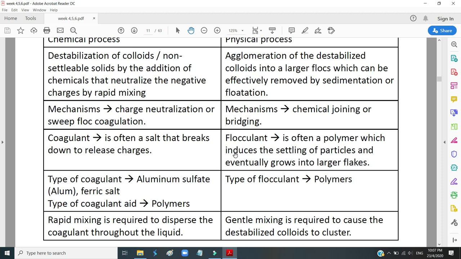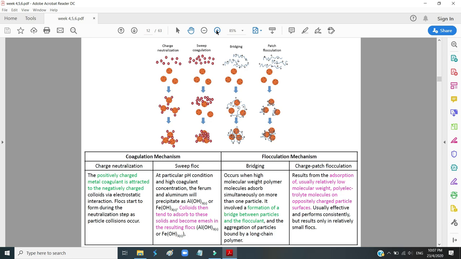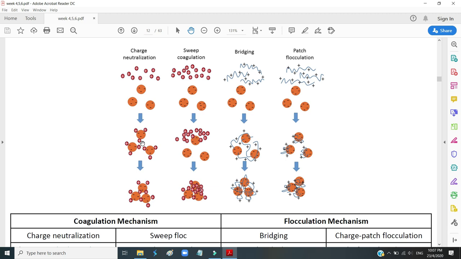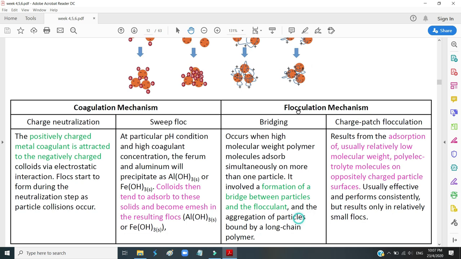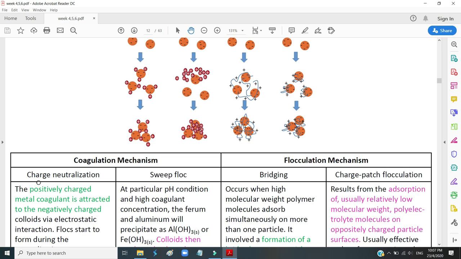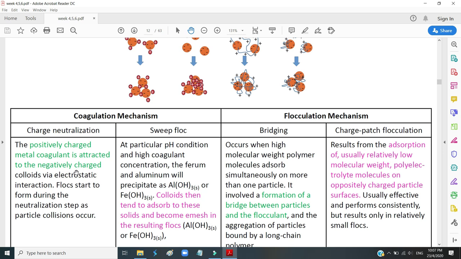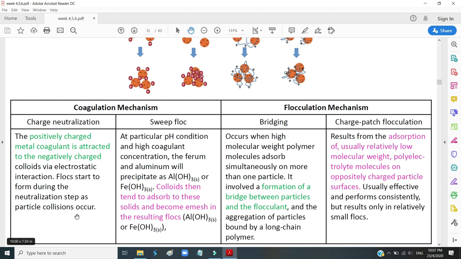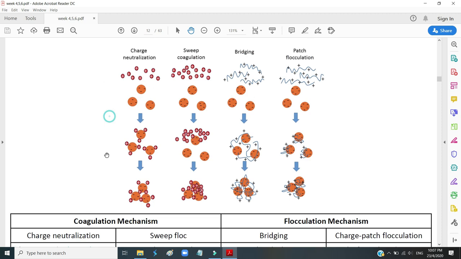And then we can see that this is the charge neutralization, positive and negative together, and then this is sweep coagulation. There are a total of four mechanisms. This is bridging, and then this is patch flocculation. So firstly, the coagulation mechanism is charge neutralization. The positively charged metal coagulant is attracted to the negatively charged colloid via electrostatic interaction. Flocs start to form during the neutralization step as particle collisions occur. So it's the starting part, the charge neutralization, and then the sweep floc.